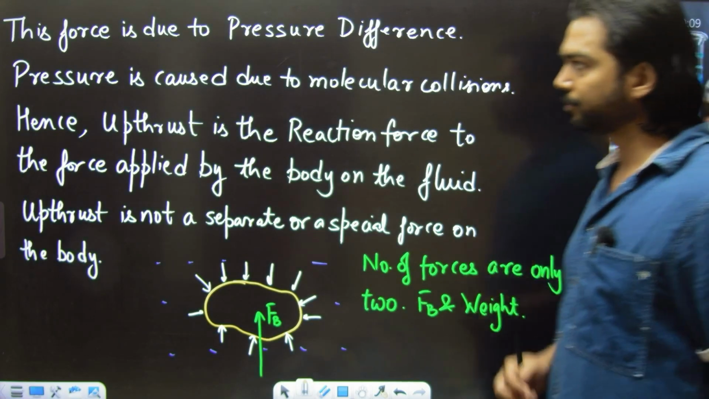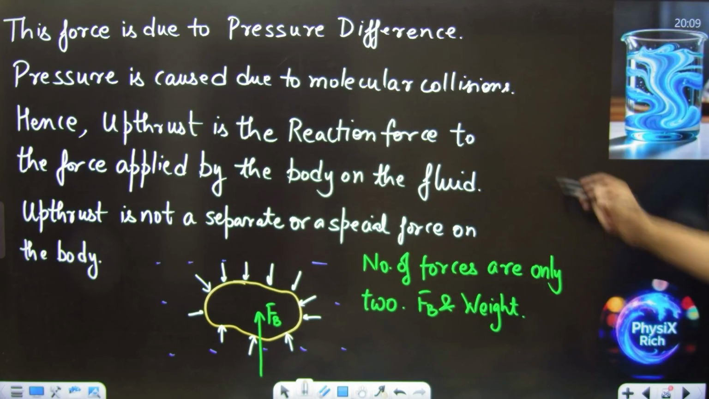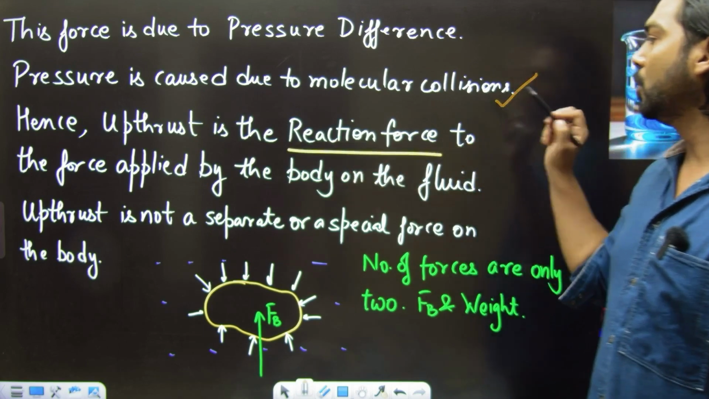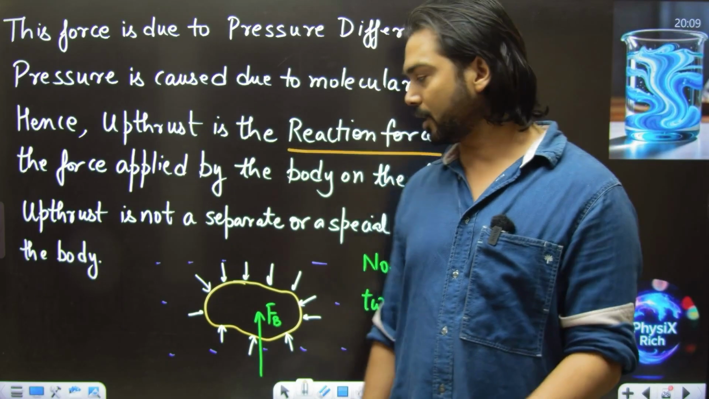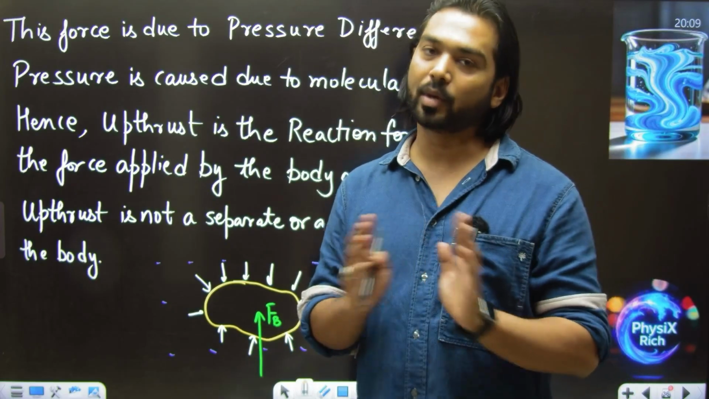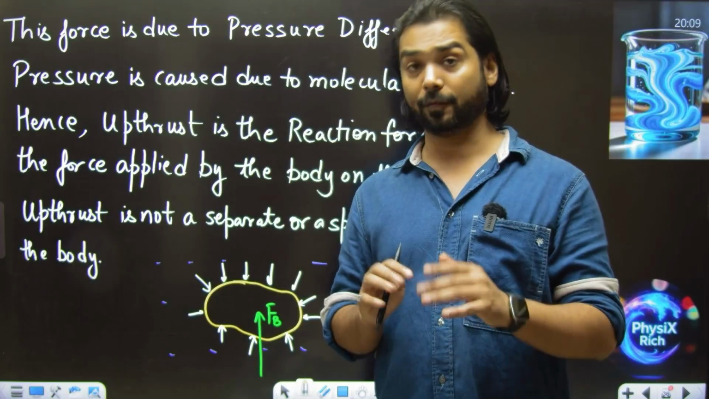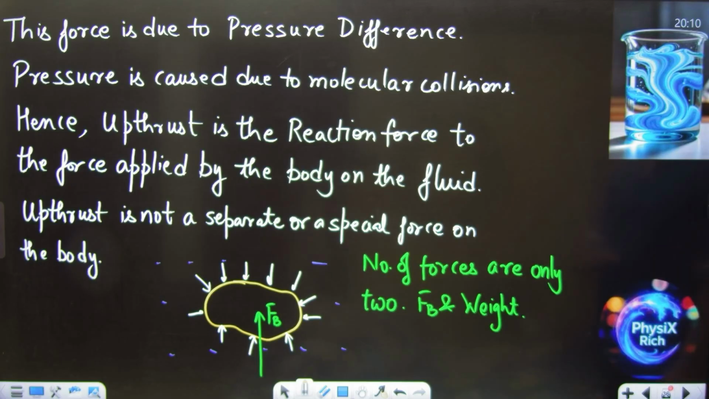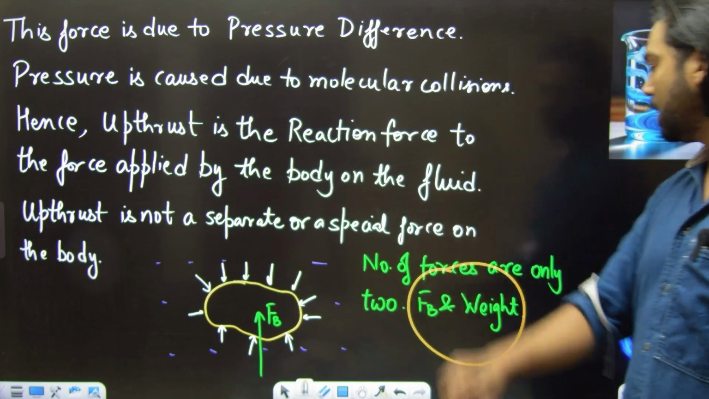Now, like I said, this thrust is due to pressure difference, which is due to molecular collisions. And the upthrust itself is the reaction force to the force applied by the body on the fluid. Students sometimes start to think that if there is a buoyant force, there must be a normal reaction also. And the answer is no, guys, there is no such normal reaction. Buoyant force is the only reaction force that the fluid provides to this submerged body. So the only two forces acting on this are buoyant force and weight.